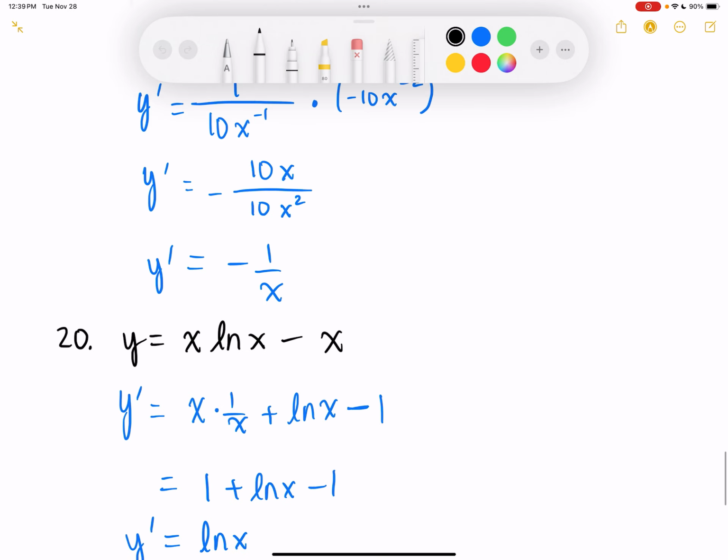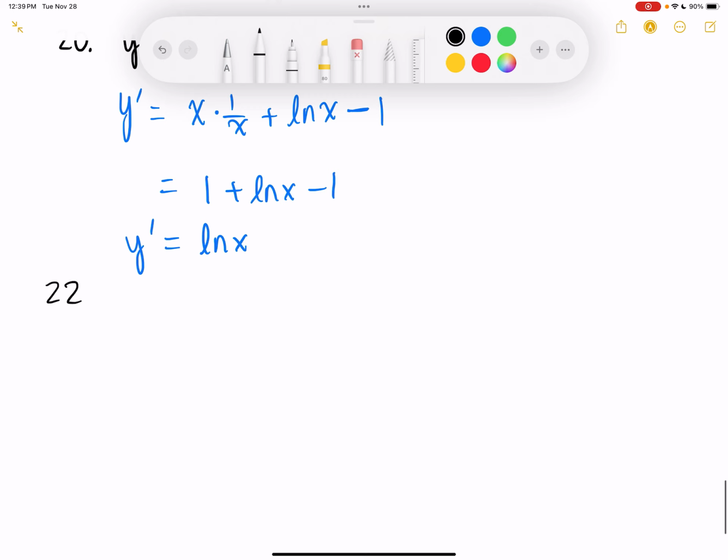22. Y equals log base 5 of the square root of x.